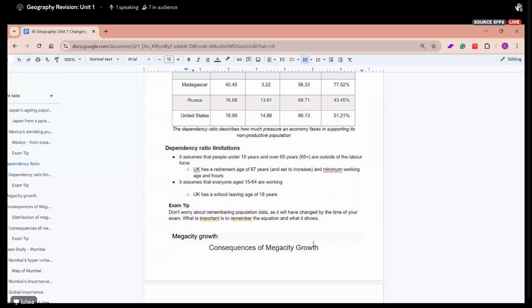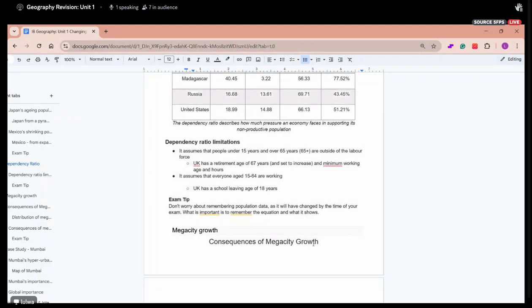An exam tip is don't worry about remembering the data because it would have changed over time. However, what is important is to remember the equation and synthesize the equation or the pyramid to the information. So try to extract as much information as possible from the pyramid you're seeing.